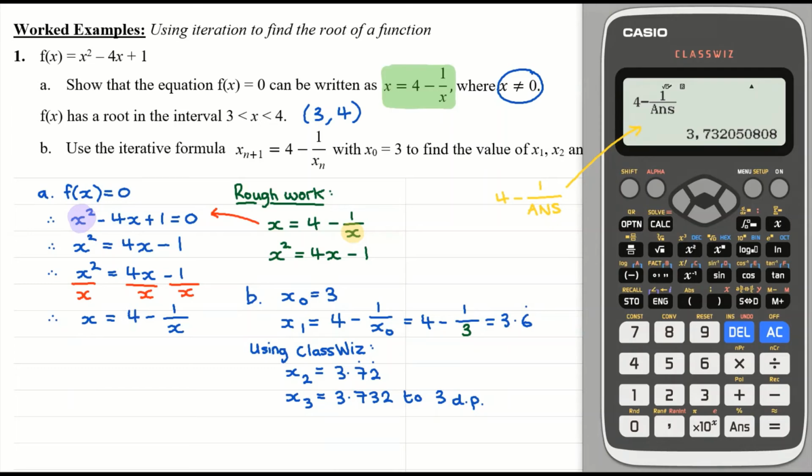Another way, of course, is to use a quadratic formula to solve it, and you'll get the exact answer. But the iterative formula has done the job to whatever accuracy is required, in fact. Okay, so that's worked example 1.